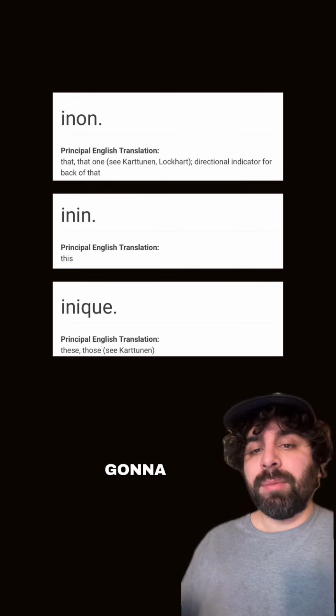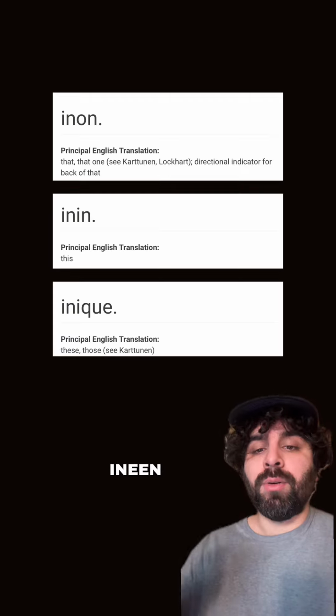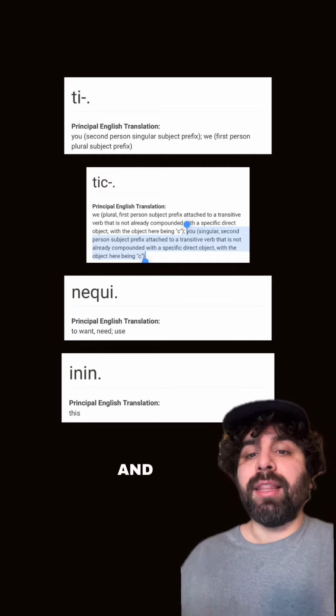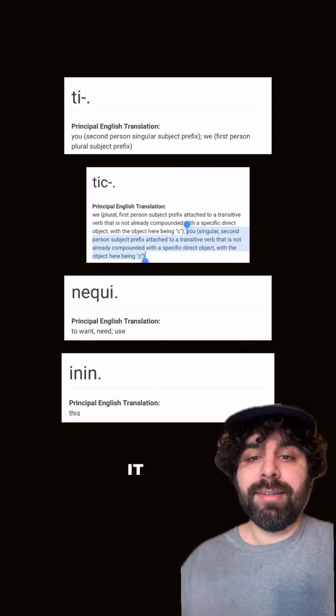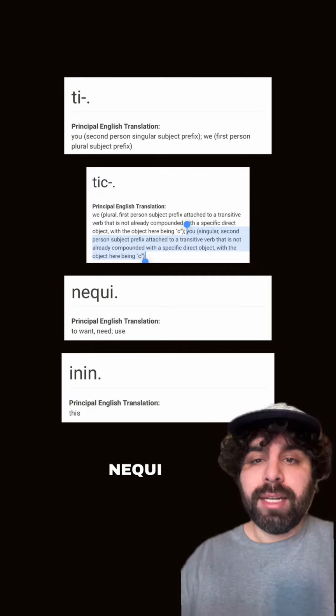So in a marketplace, it's going to be important to learn the idea of this, that, or these: inon, inin, or ineke. And like we've learned before, ni is going to represent I, and then nik is going to represent I with a relation to it. And lastly, neki is something we're learning, which is to want or to need. So ni-neki or nineki.